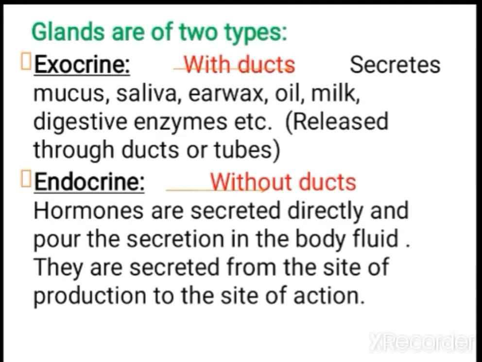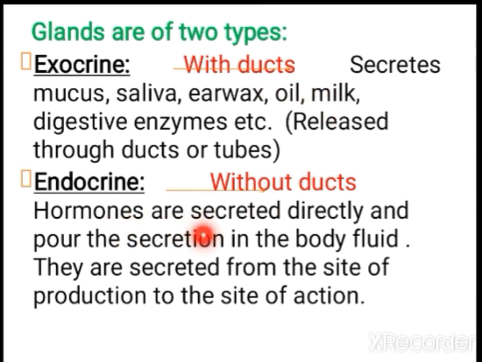Next, the glands are of two types. It can be exocrine or endocrine. Exocrine means the glands with ducts. Endocrine means without ducts. Examples of exocrine gland secretions are mucus, saliva, earwax, and apart from that oil, milk, and digestive enzymes. They are released to ducts or tubes.